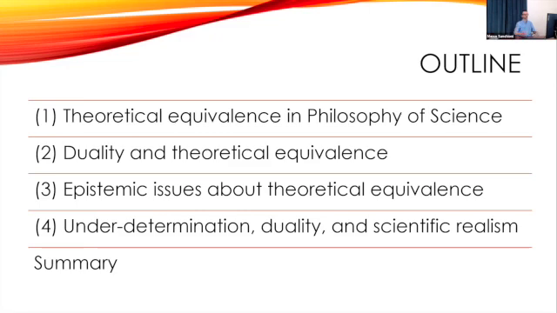Here is the outline. So 4 points: theoretical equivalence in philosophy of science. What do we mean by that? Duality and theoretical equivalence. So can duality have any specific contribution to theoretical equivalence? Then epistemic issues about theoretical equivalence, because one of the things I would like to emphasize is that when we talk about theoretical equivalence, we shouldn't only think about it in terms of either the formal schema or the interpretative part, but also there are epistemic issues that we need to address. And then fourth, under those issues, the question of underdetermination, duality, and scientific realism.